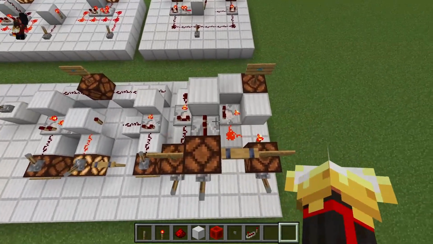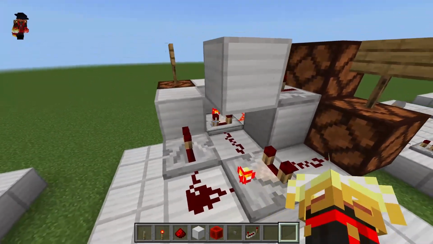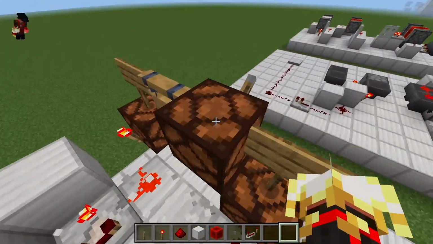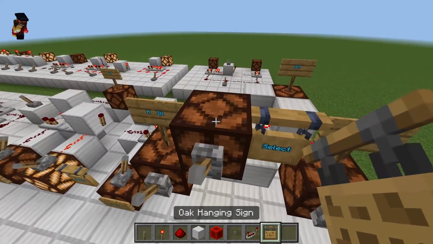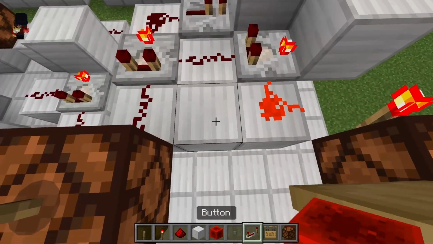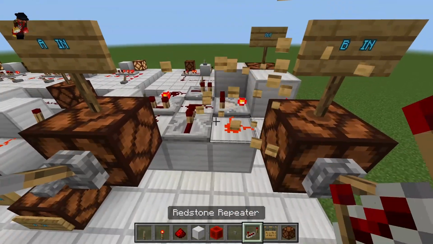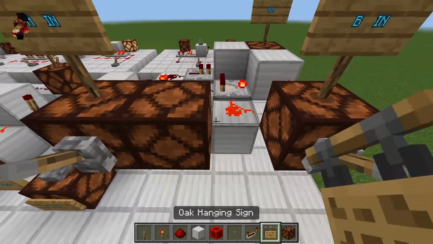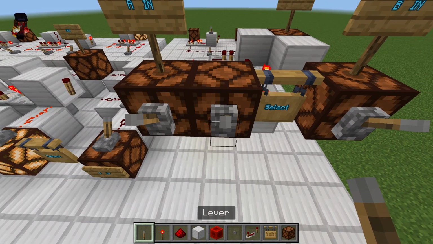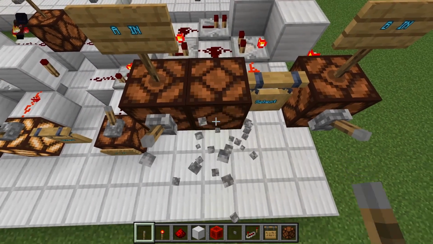And here's a small design I made. I think this can be made even smaller by putting the repeater here. This off. Lamp. That sign. Wonderful. Okay, well now that powers both of that.